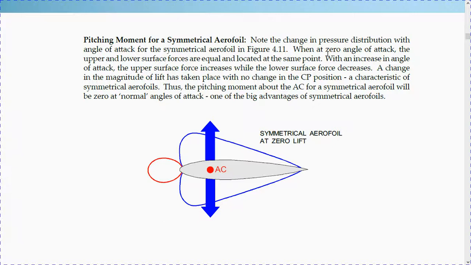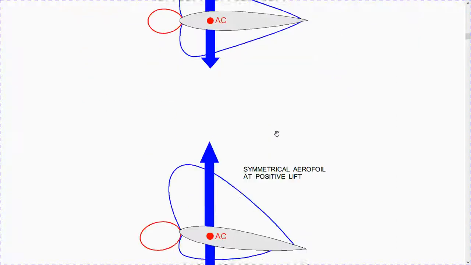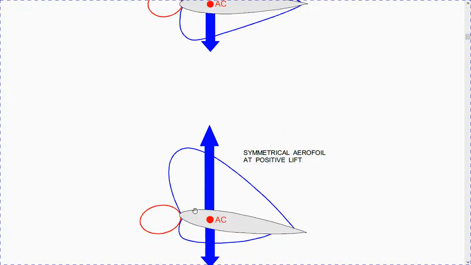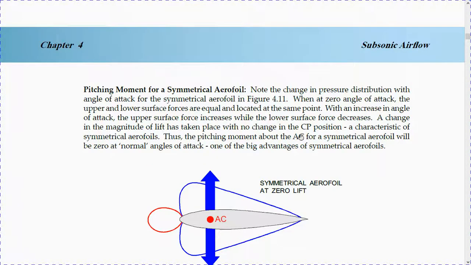With an increase in angle of attack, the upper surface force increases while the lower surface force decreases, as we were saying. As the angle of attack increases, there's less pressure here. So this is a characteristic of symmetrical airfoils. Thus, the pitching moment about the aerodynamic center for a symmetrical airfoil will be 0. Pitching moment will be 0 at normal angles of attack. One of the big advantages of symmetrical airfoils.